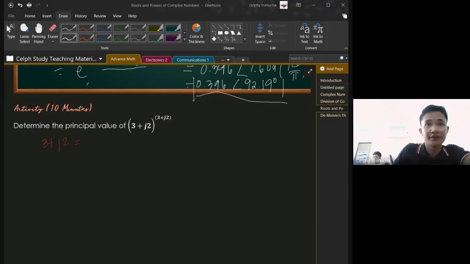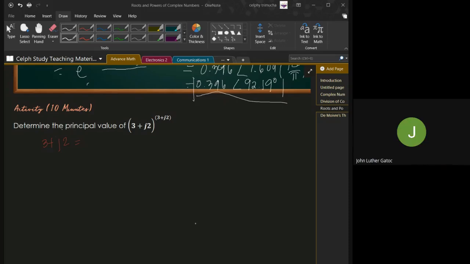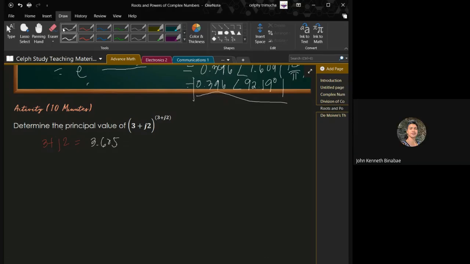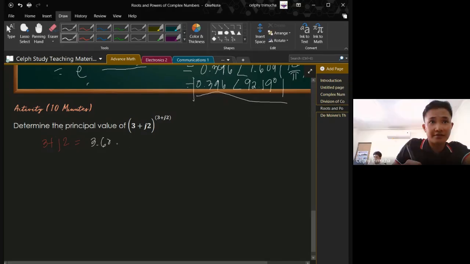Square root of 13 angle 33.69. So we have 3.606 angle 33.69 degrees.